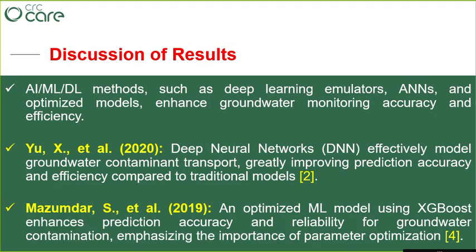So finally, in the discussion of results, AI, ML and DL methods such as deep learning emulators, artificial neural networks and optimized models enhance groundwater monitoring accuracy and efficiency. And by using deep neural networks, DNN, Yu and his team effectively modeled groundwater contaminant transport, greatly improving prediction accuracy and efficiency compared to traditional models. And according to Mazumdar and his team, they implemented an optimized machine learning model using XGBoost that enhances prediction accuracy and reliability for groundwater contamination, emphasizing the importance of parameter optimization.